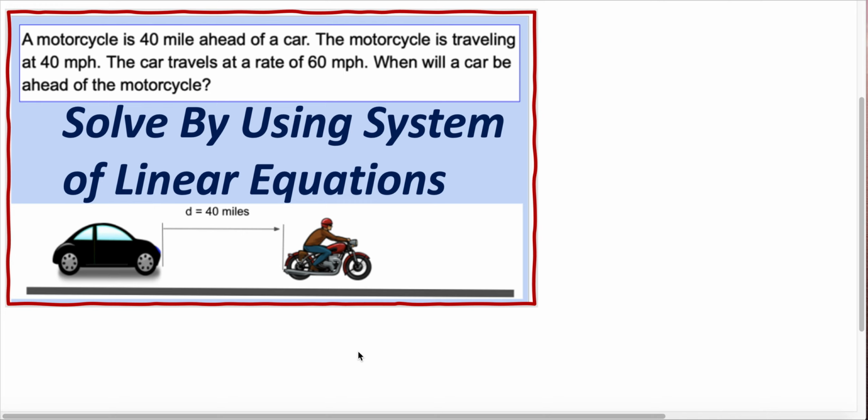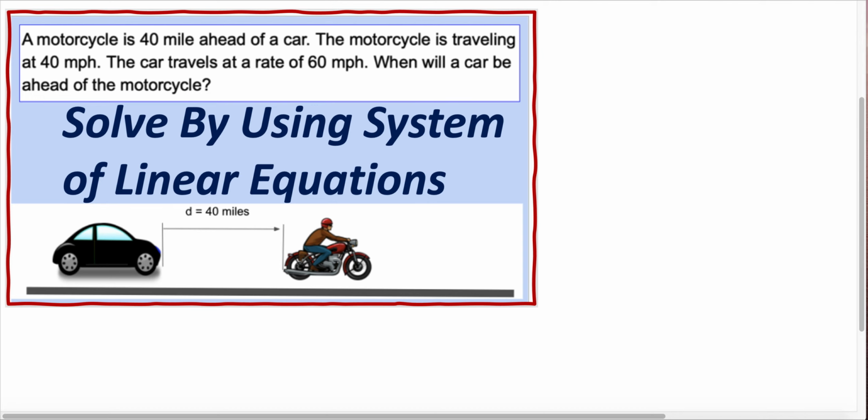Okay, solve this mathematical example by using a system of linear equations. A motorcycle is traveling 40 miles ahead of a car. So we already see in the picture, the motorcycle is 40 miles in distance from the car. The motorcycle is traveling at 40 miles per hour. The car travels at a rate of 60 miles per hour. When will the car be ahead of the motorcycle?